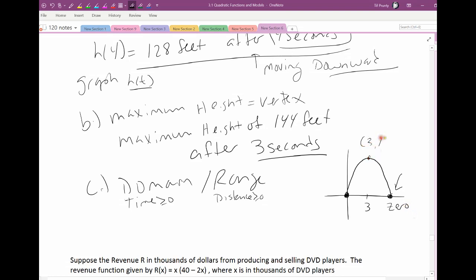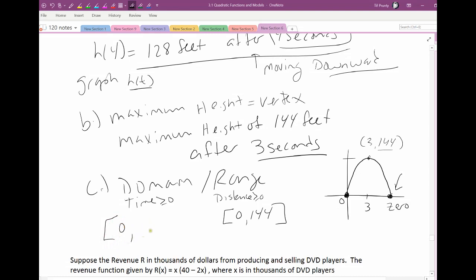Was that 3 seconds? It had 144. I actually know my range already. My range goes from 0 to the maximum 144. So my range is 0 to 144. So I start at a height of 0 and max out at a height of 144 and then come back down to a height of 0. Alright, so it goes between 0 and 144.